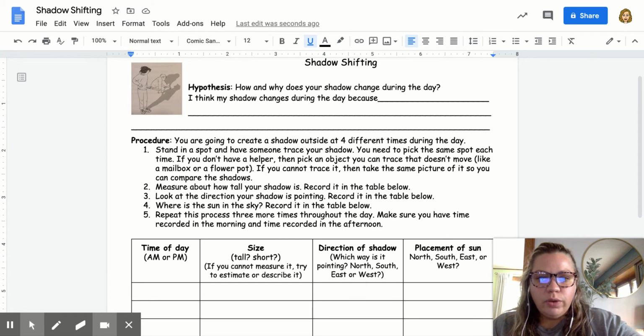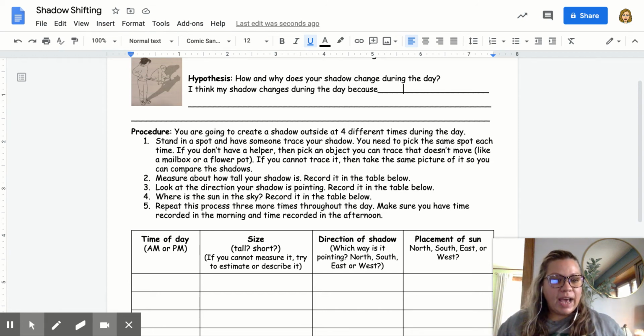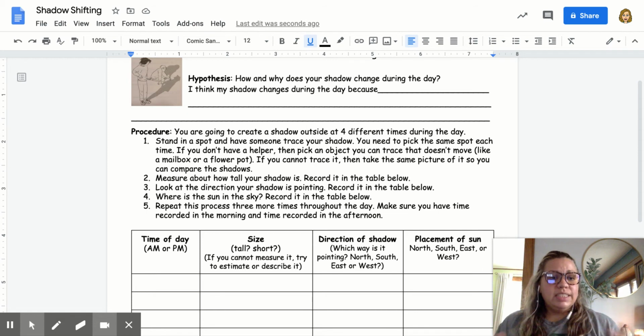The procedure says you are going to create a shadow outside at 4 different times during the day. When I'm talking about 4 different times, I'm talking about them being spread out during the day. You don't want to do 10 o'clock, 10:05, 10:10, 10:15, 10:20, because you're not going to see a difference in your shadow. That's not enough time to see a difference. So you want to pick at least maybe an hour, if not a little bit more, in between your times, so that way you can see a difference in how your shadow changes.